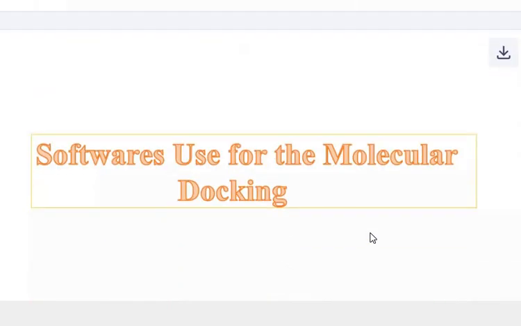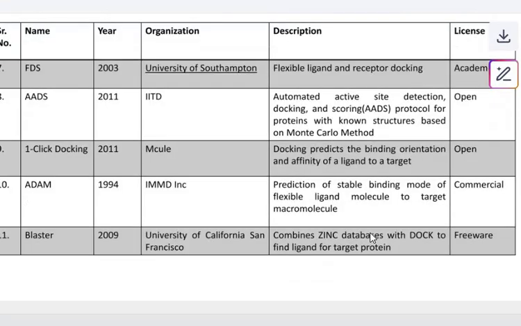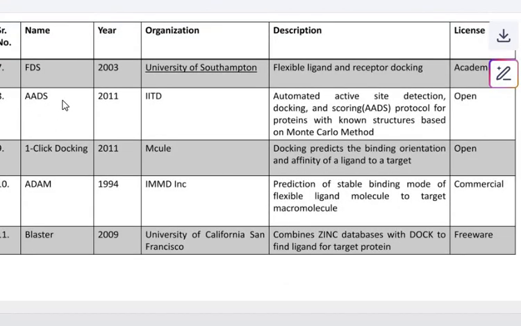Software used for the molecular docking, you can see name, year, organization, descriptions and license. One is very important from 2011, automated active site detection, docking and scoring protocol for protein with known structure based on Monte Carlo method.